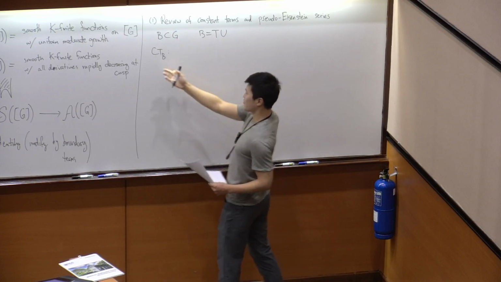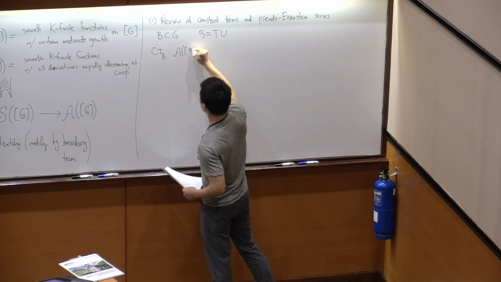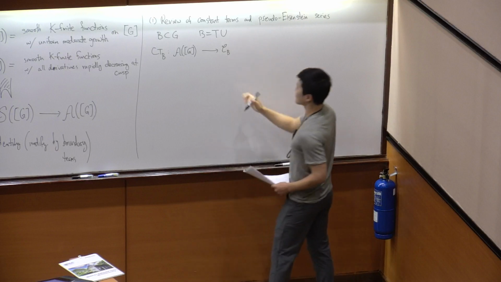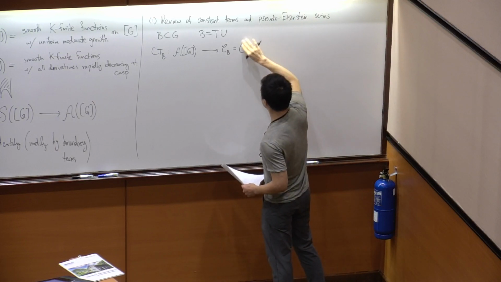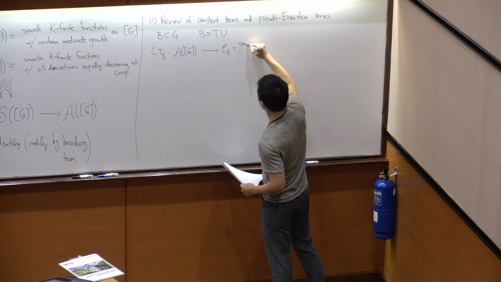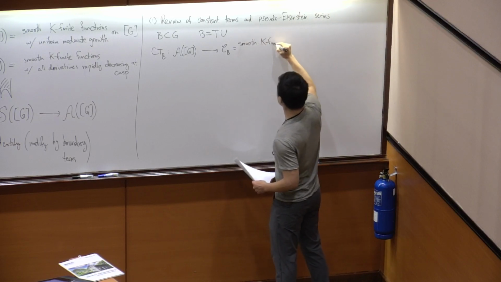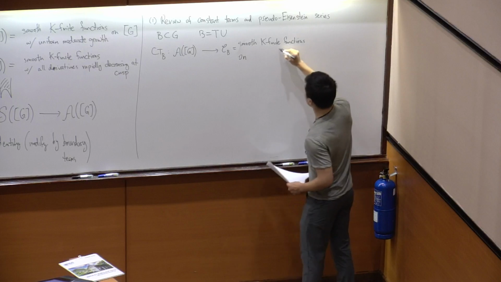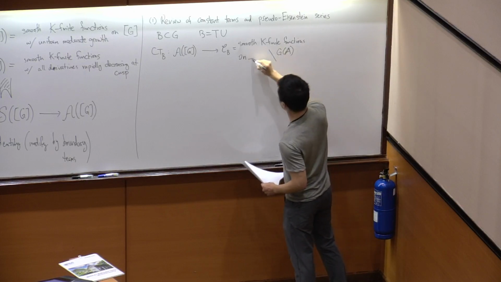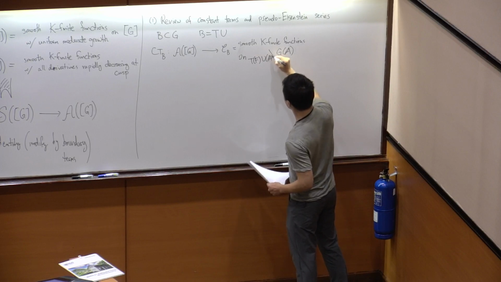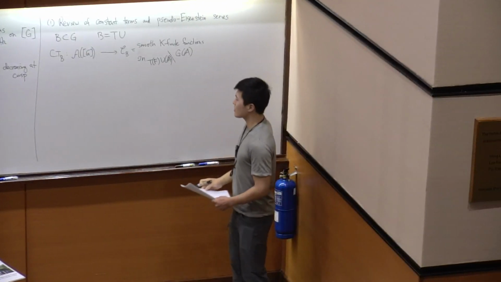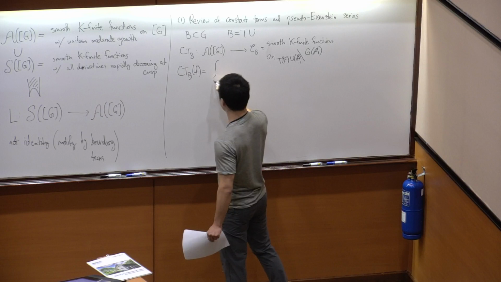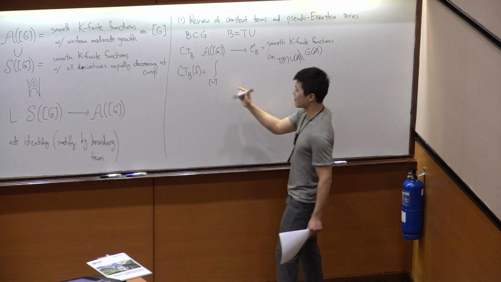So the constant term operator takes some automorphic function and sends it to what I'll be denoting C sub B, which is smooth K-finite functions on G of A mod T of F U of A. So the definition is that you're just integrating over U of A, U of F.